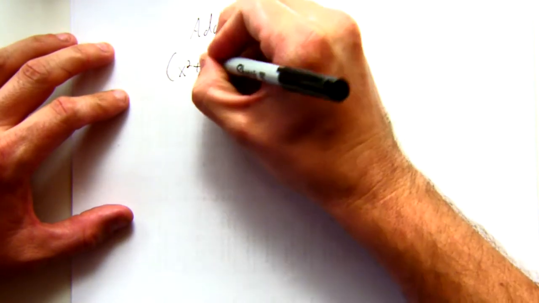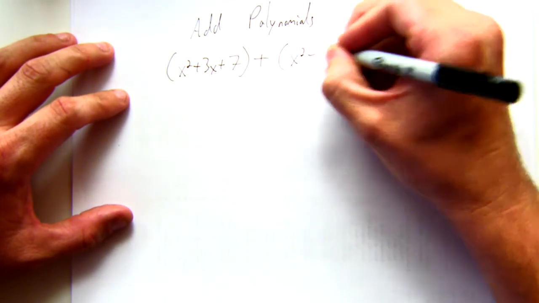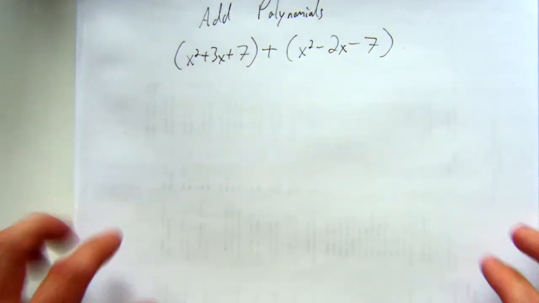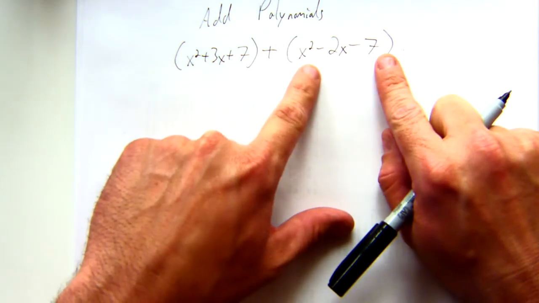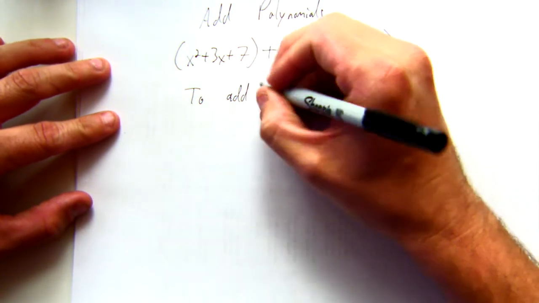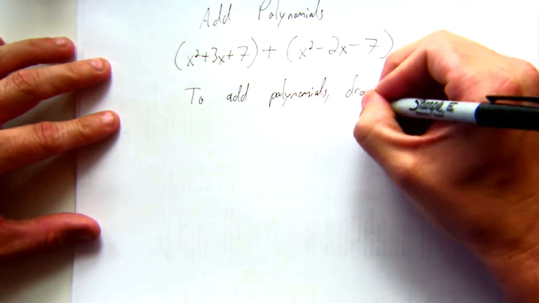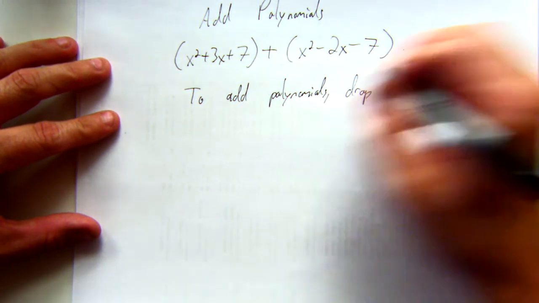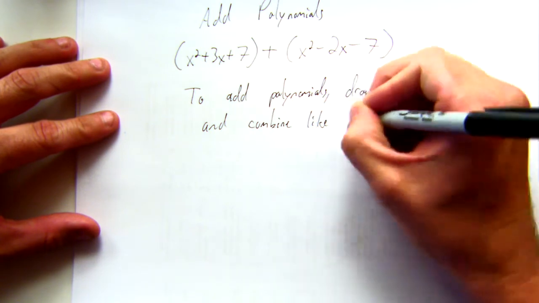X squared plus 3x plus 7 plus an x squared minus 2x minus 7. So this is a polynomial in parentheses plus some other polynomial in parentheses. To add them, it's easy. Just drop the parentheses and what do you think we're going to do? Combine like terms.